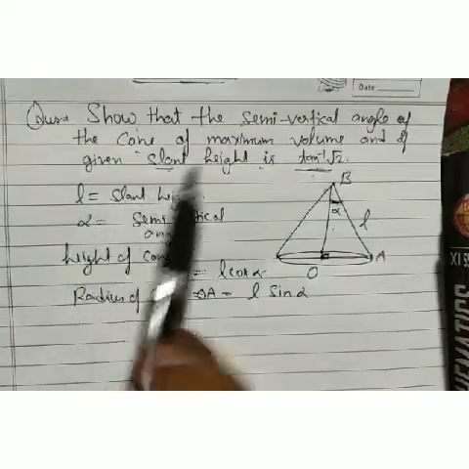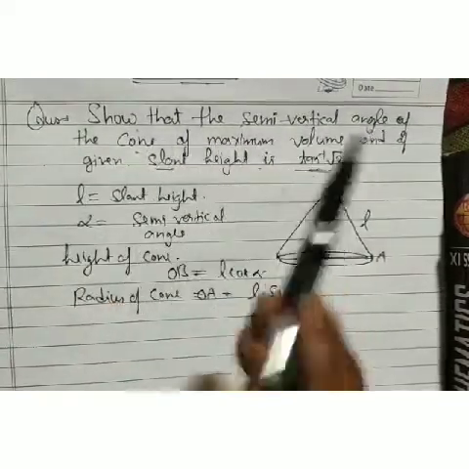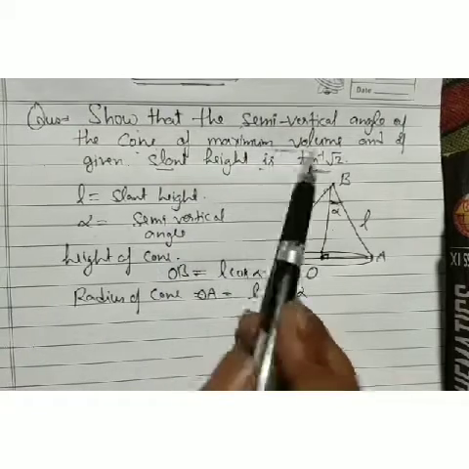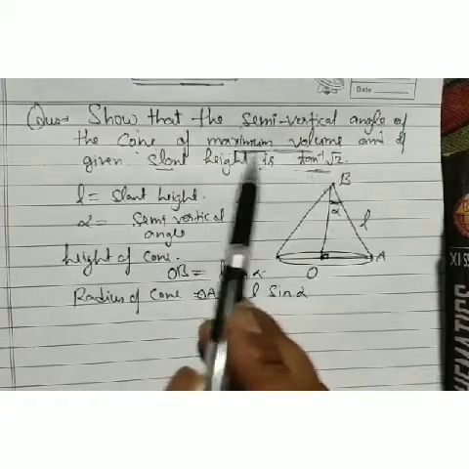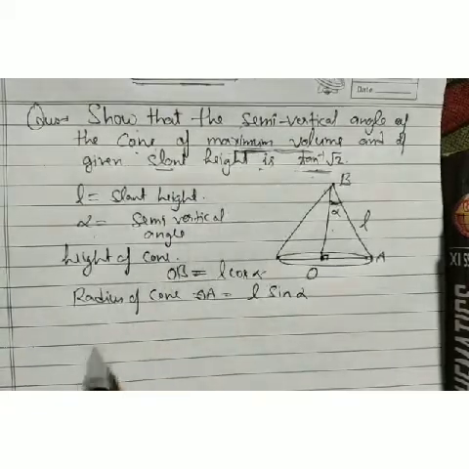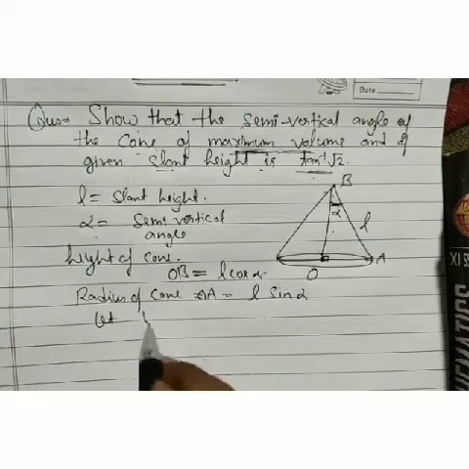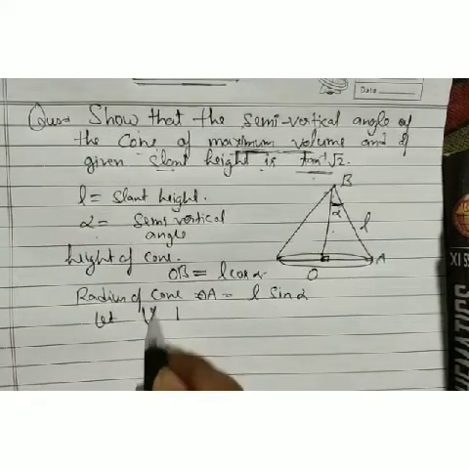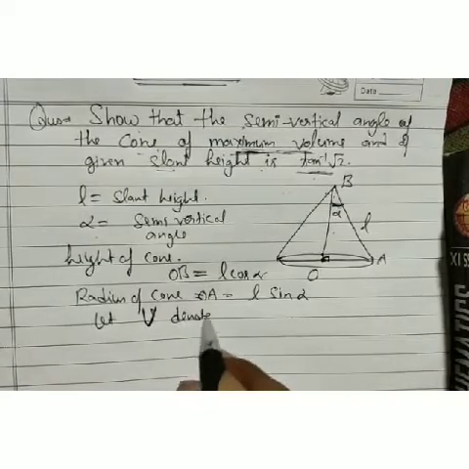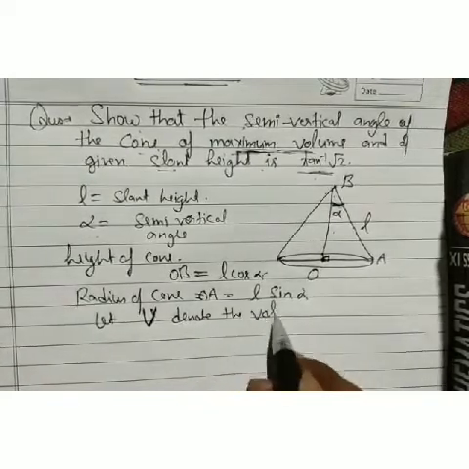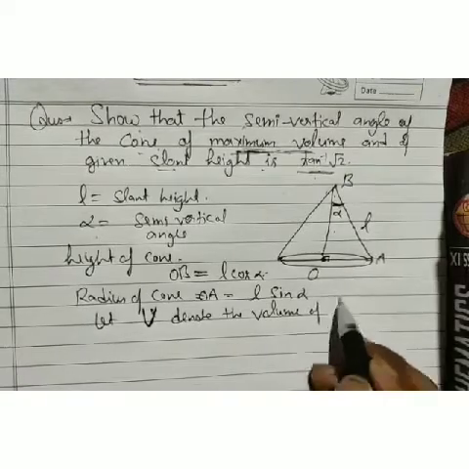Then we have to show that the semi-vertical angle is for the cone of maximum volume. Here we have to show its volume is maximum, so we have to make our function. We start with, let V, capital V, denote the volume of the cone.